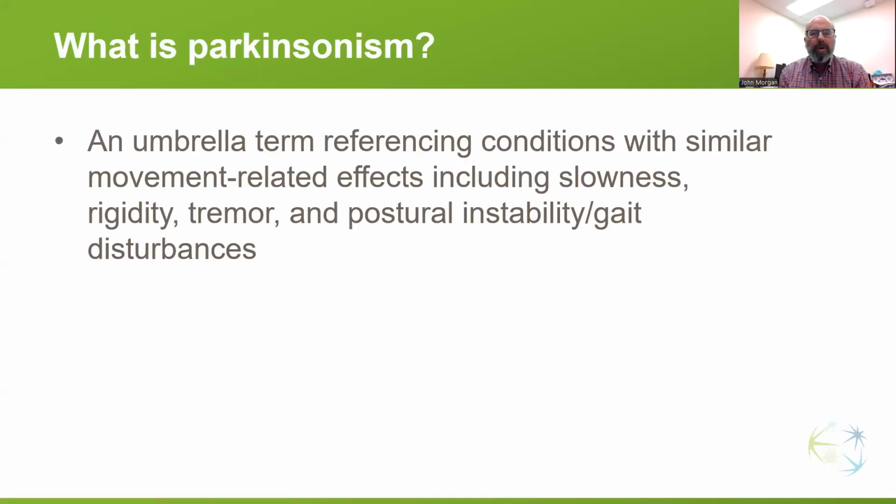So what is Parkinsonism? Well, it's an umbrella term that is used to refer to conditions with similar movement-related effects, including slowness, rigidity, tremor, and gait disturbances, including postural instability as well. And so a combination of things, you may have some or parts of these, not all of them, in a given patient. An early patient with Parkinson's disease should not have a whole lot of postural instability or gait disturbance. So if you see that, you want to worry about other conditions besides Parkinson's, which we'll talk about in a second.